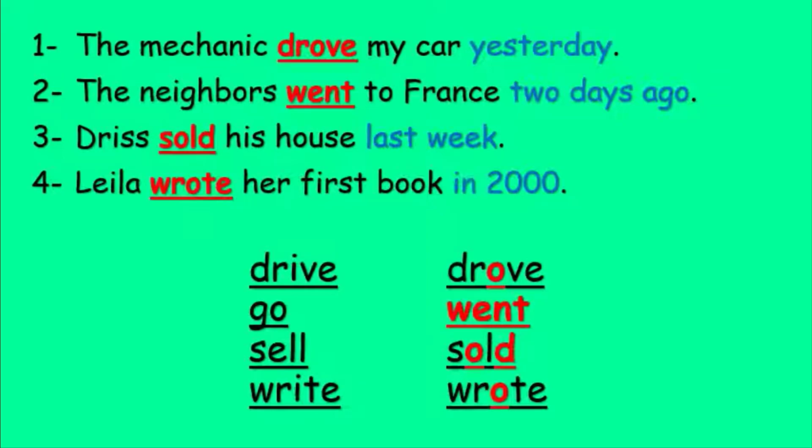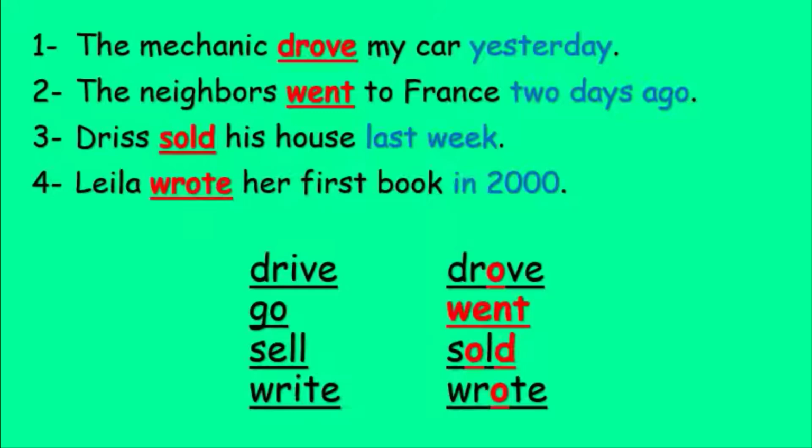Let's look at some examples. The mechanic drove my car yesterday. The neighbors went to France 2 days ago. Driss sold his house last week. Leila wrote her first book in 2000. How do we know that these sentences are in the past? There are time expressions that refer to the past. Yesterday, 2 days ago, last week, in 2000.